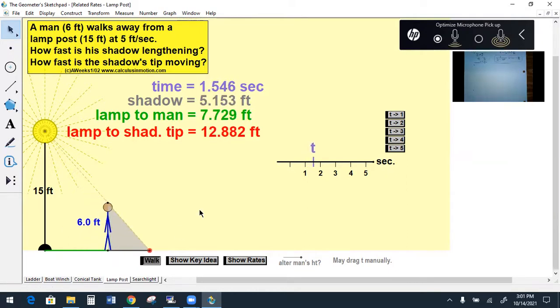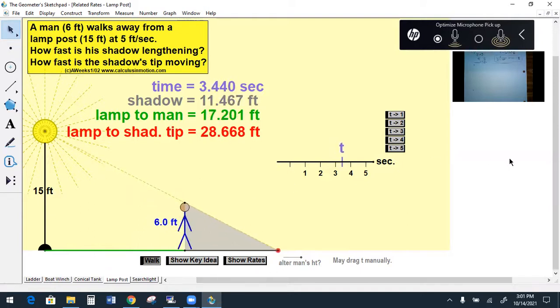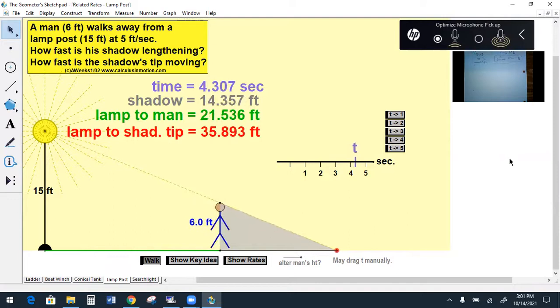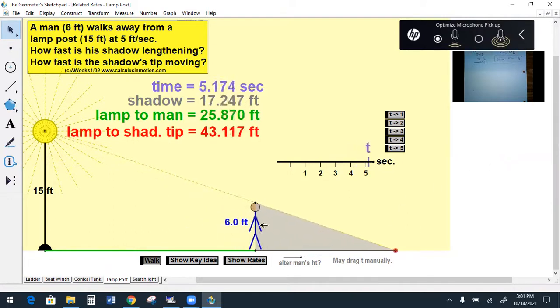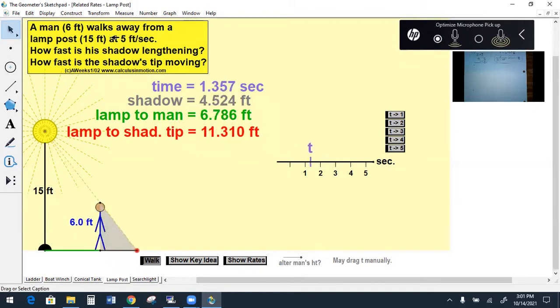Oh, this is really glitching. He should be walking a bit quicker than that. Anyway, this is about the guy walking away from the lamppost. It is not the incredible growing lamppost. We're not in Narnia. That's 15 feet. He isn't growing or shrinking. Someone always wants to be like, he could be shrinking. No, he's 6 feet. Okay. He's walking away. He walks at 5 feet per second.